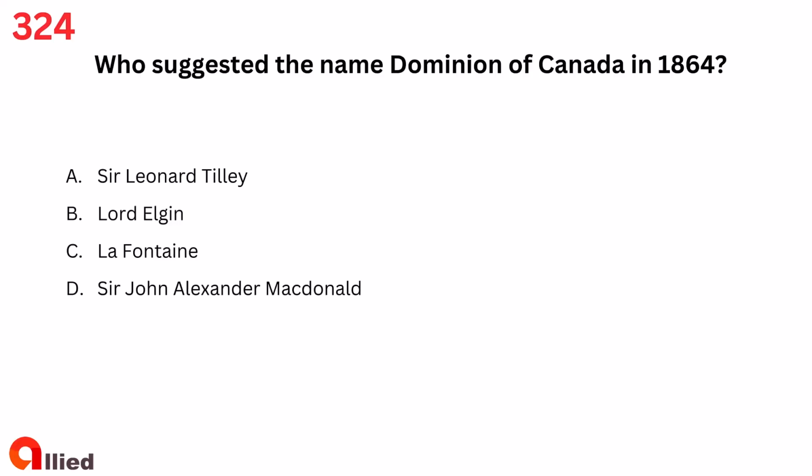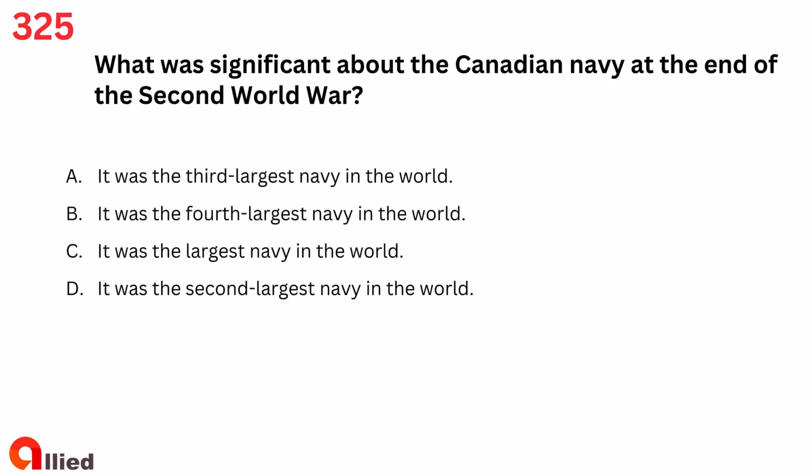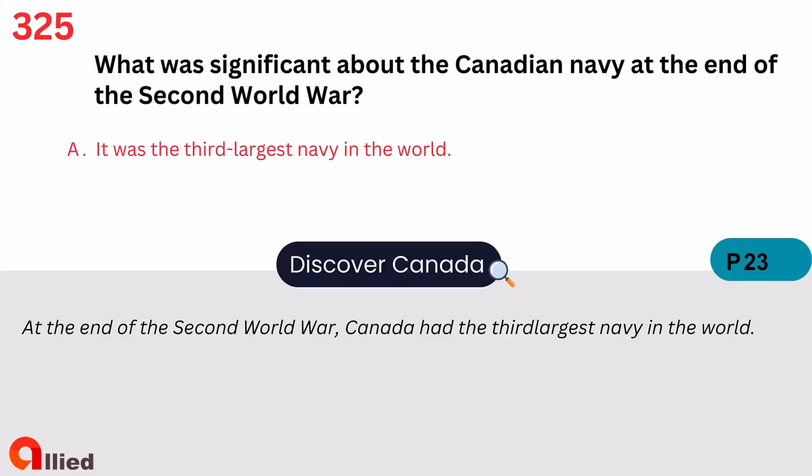A. Sir Leonard Tilley. B. Lord Elgin. C. La Fontaine. D. Sir John Alexander Macdonald. The answer is A. Sir Leonard Tilley. Question 325. What was significant about the Canadian Navy at the end of the Second World War? A. It was the third largest navy in the world. B. It was the fourth largest navy in the world. C. It was the largest navy in the world. D. It was the second largest navy in the world. The answer is A. It was the third largest navy in the world.